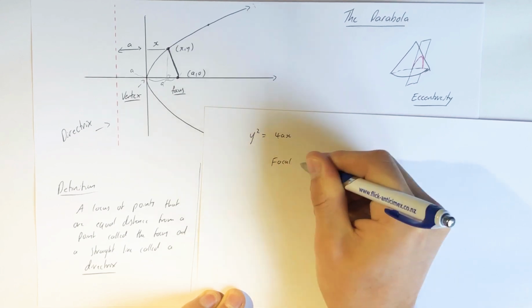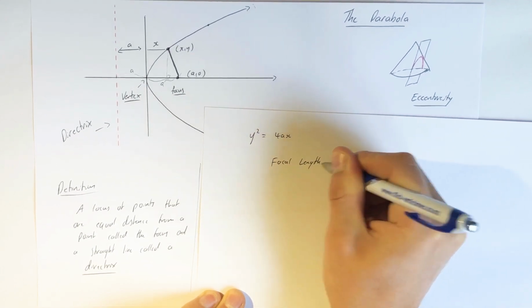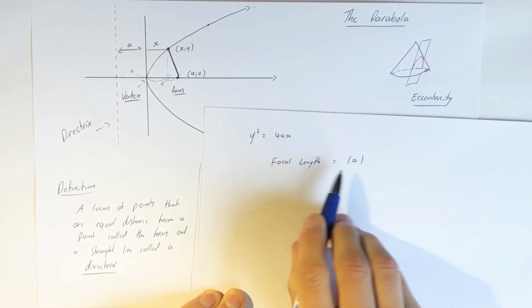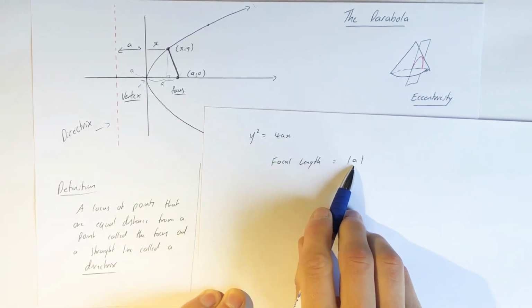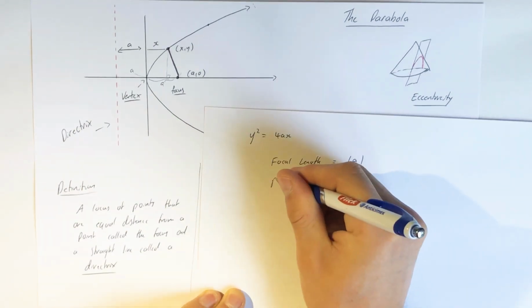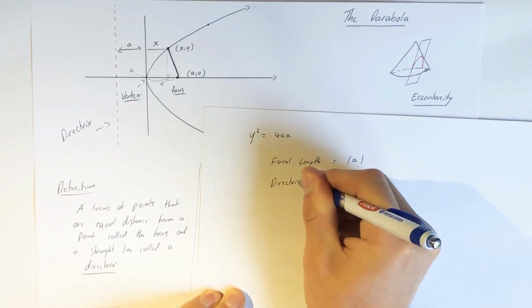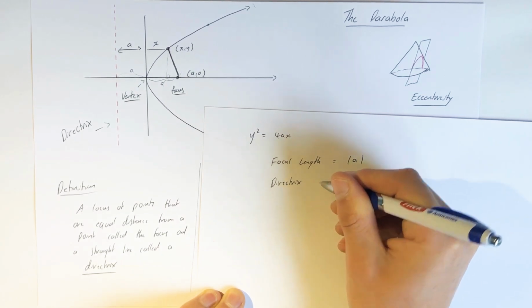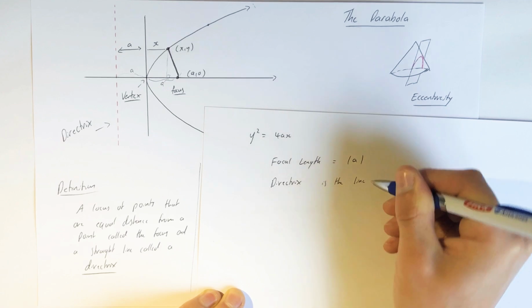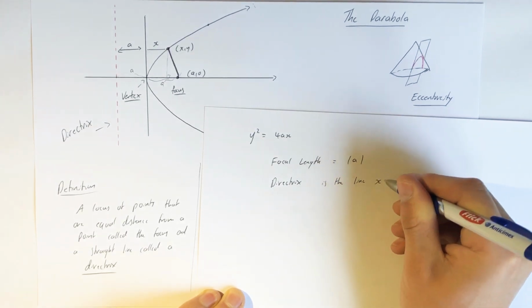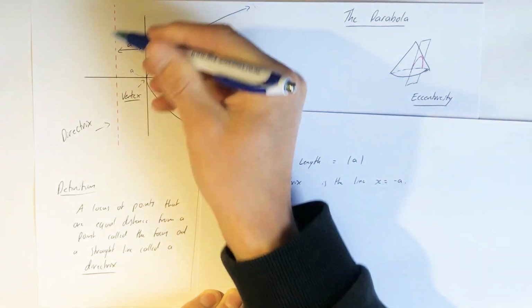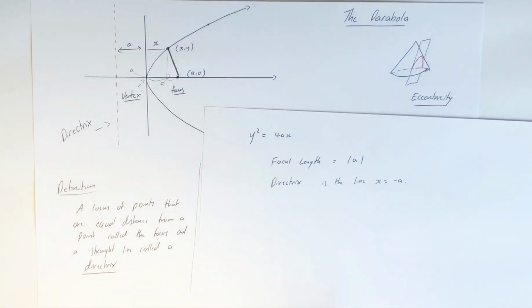The focal length is a, absolute value of a. A length has to be the positive value, so remember absolute value. And the directrix is the line x equals negative a. So that's x equals negative a up there.